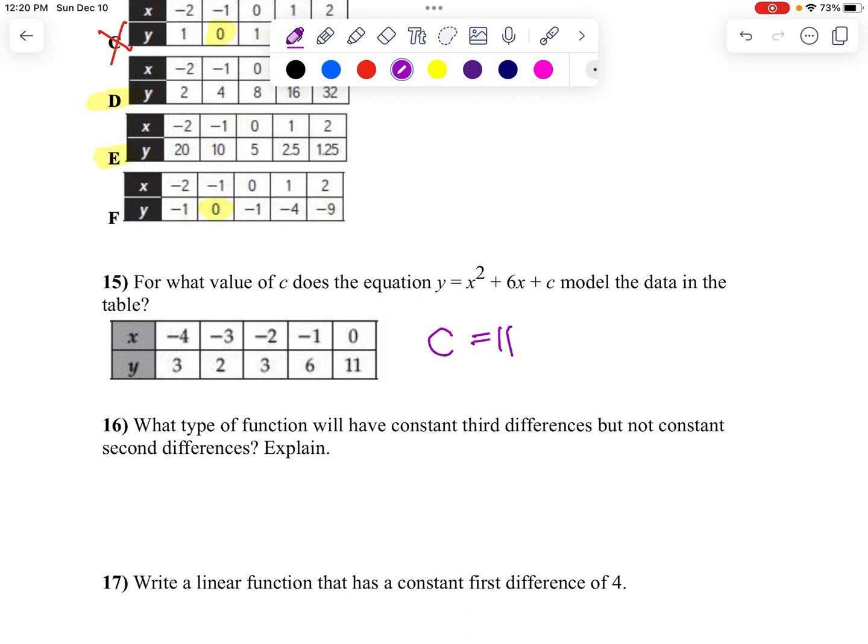So what kind of function is going to have the third differences? Well, we know the first differences are linear. The second differences are going to be quadratic. So my third differences are going to be cubic.